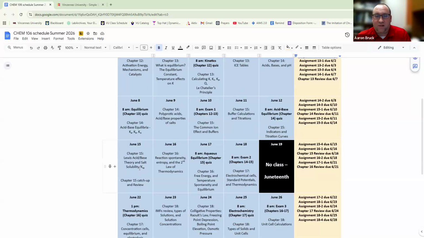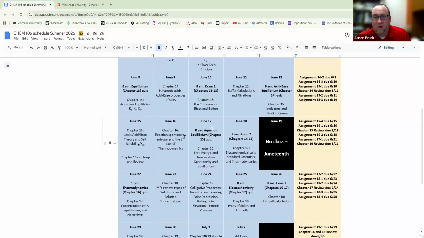A couple of other points of material here. June 19th is a university holiday, so there will be no classes on that Friday. Kind of works out in our favor. We get a 3-day weekend there.